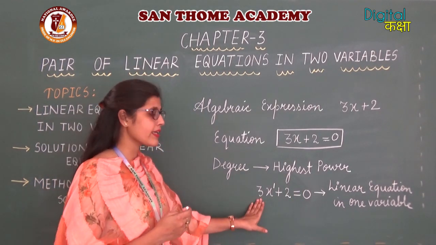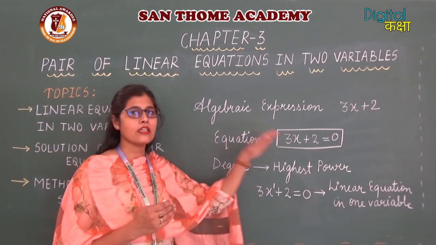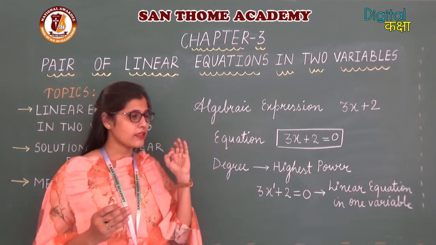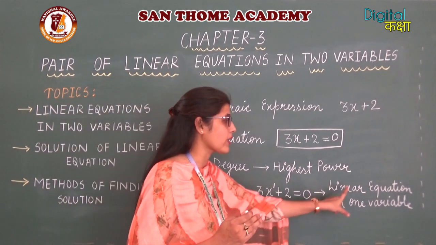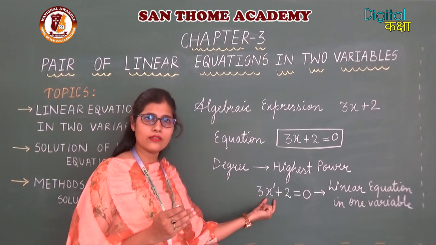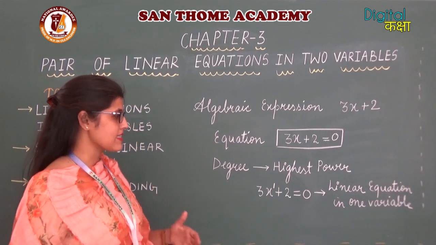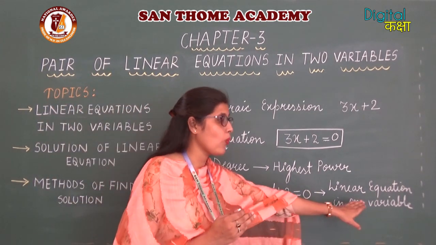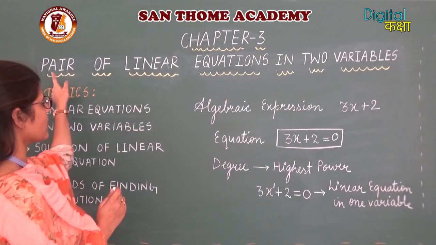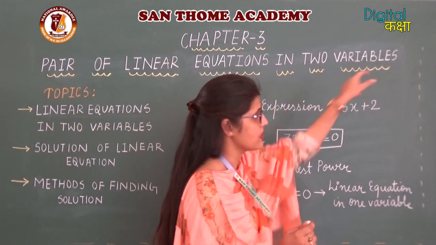because in this equation 3x plus 2 equals to 0. The degree of the equation over here is 1. That means that it is a linear equation. But since I am using only one variable, that is variable x over there, so it is called as linear equation in one variable. But in this chapter we have to learn about pair of linear equations in two variables.